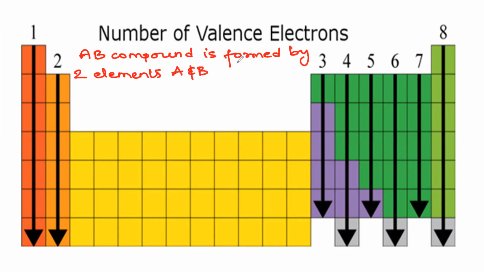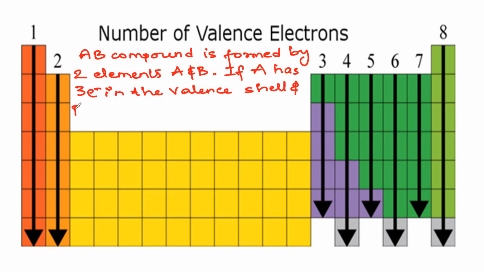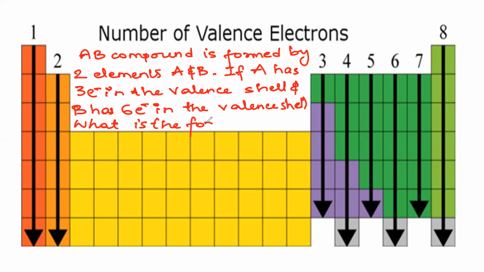If A has 3 electrons in the valence shell, and B has 6 electrons in the valence shell, what is the formula of the compound?